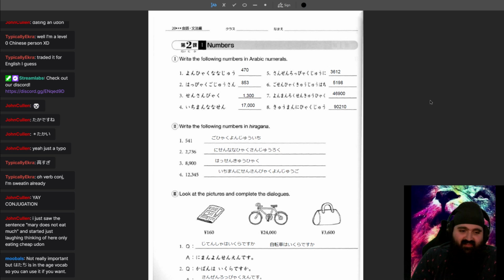I just saw the sentence, Mary does not eat much, and I just started laughing, thinking over here she only eats cheap udon. Yeah. 800 yen no udon shika tabenai desu. She only eats 800 yen udon.